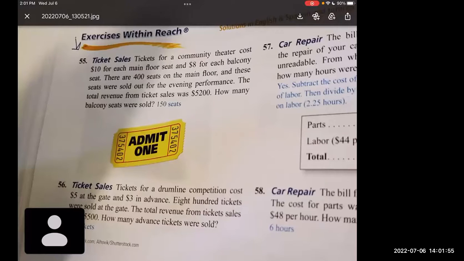Okay. So I'm going to put it on the whiteboard, but I'm writing down right now, and you can too, the important information. Tickets are $10 each for the main floor seats, $8 each for the balcony seats. There are 400 seats altogether. Oh no, there's 400 on the main floor and they're sold out. And the total revenue is $5,200. This problem ends up being a little bit confusing to me. How many balcony seats were sold?